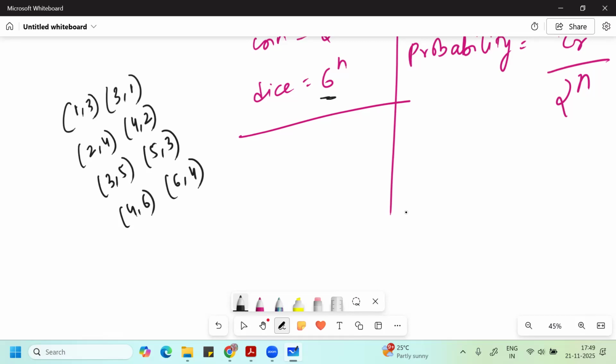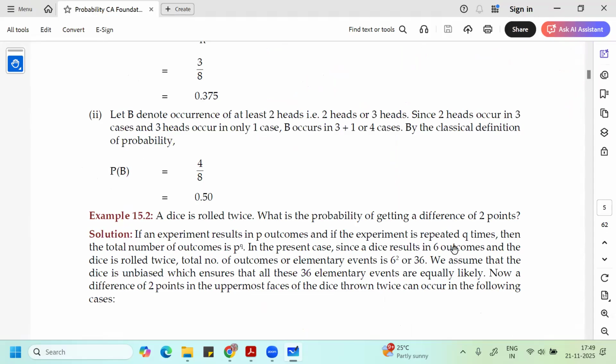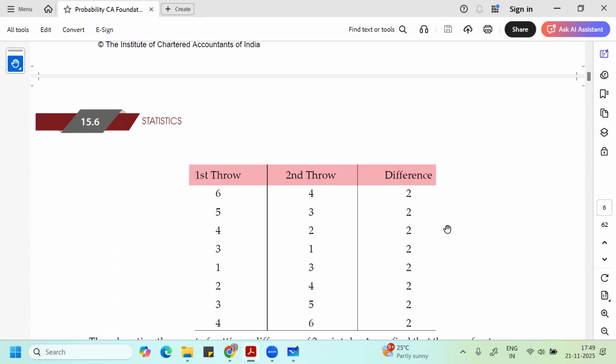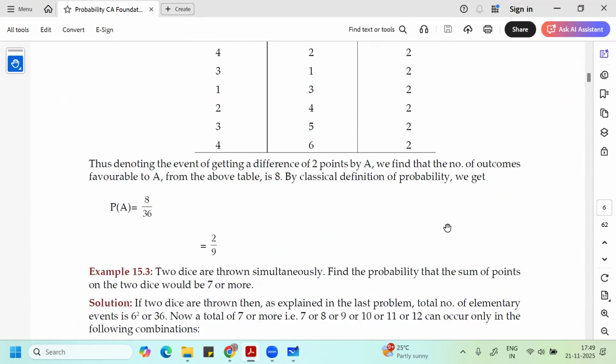So the favorable outcome is 8. Your probability would be 8 by 36. 8 by 36 means 2 by 9. So the answer is 2 by 9.